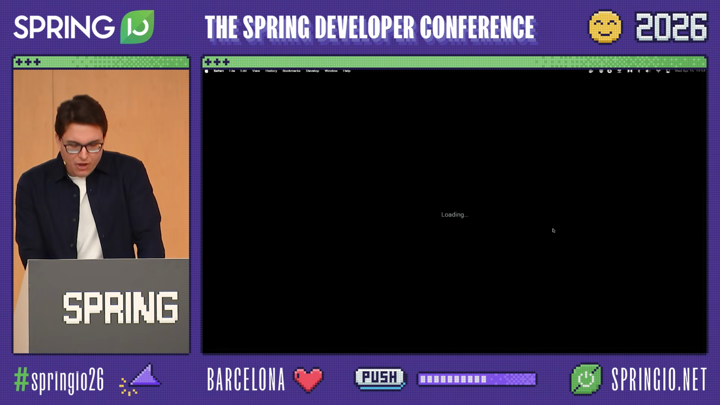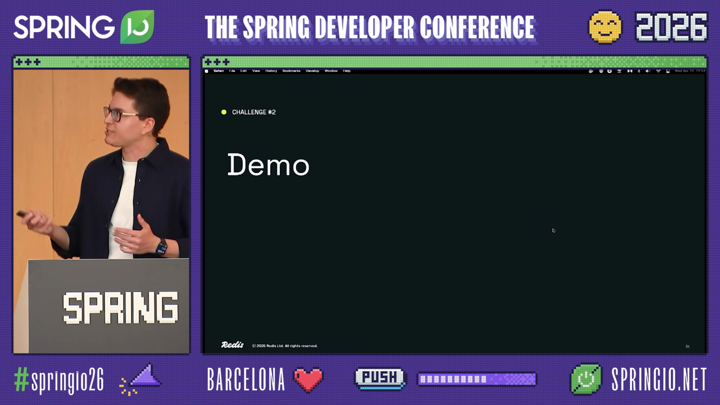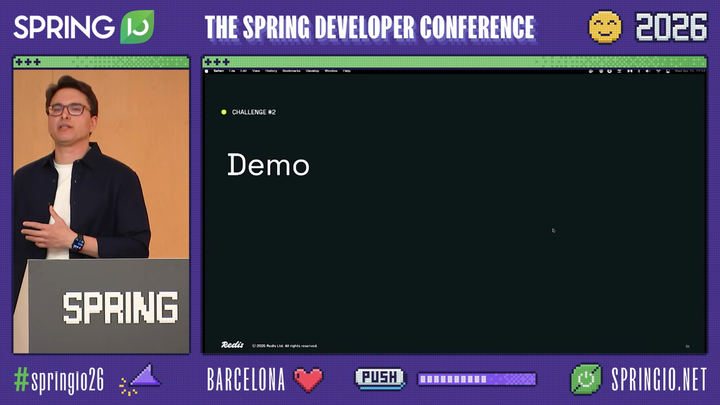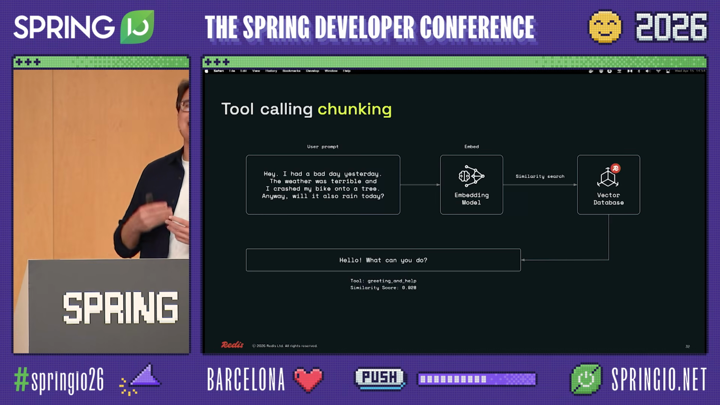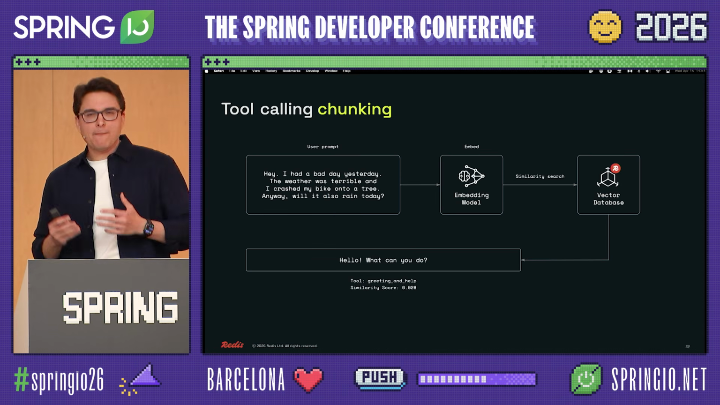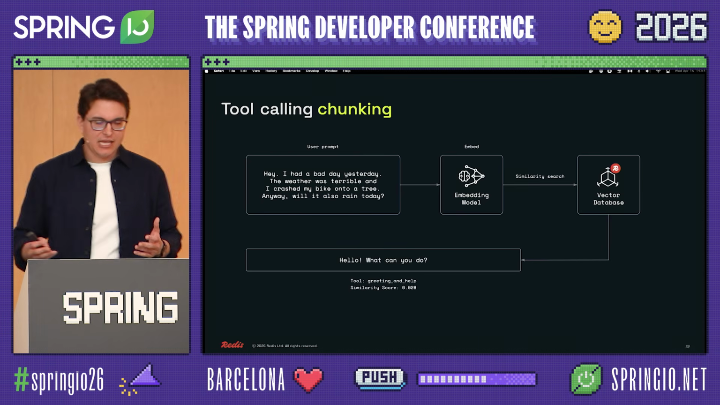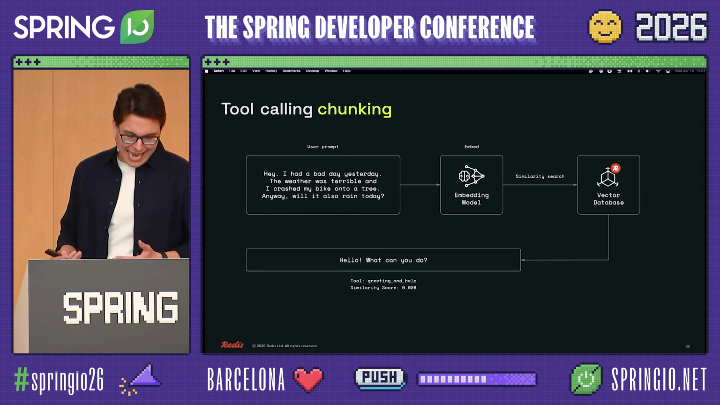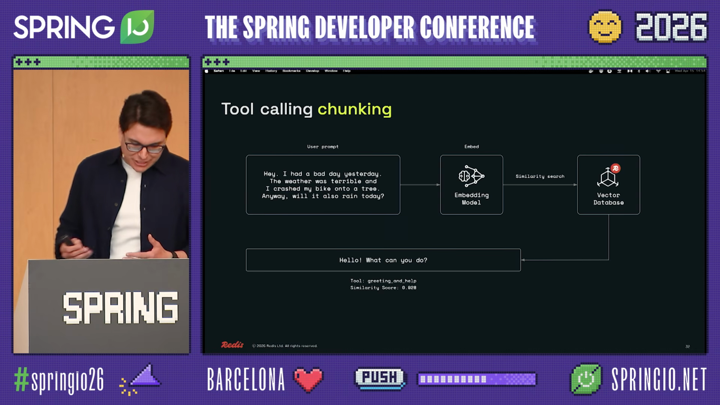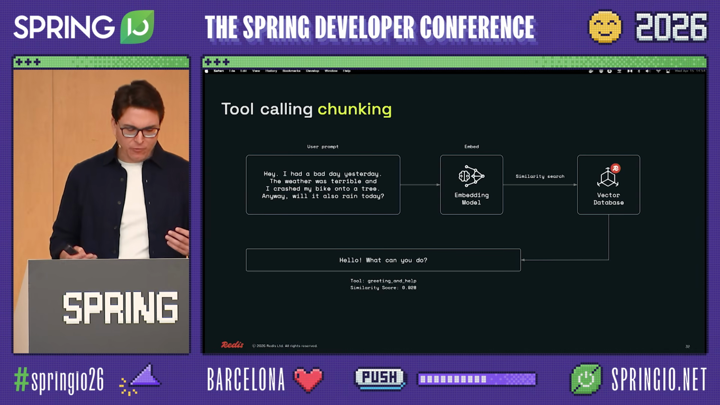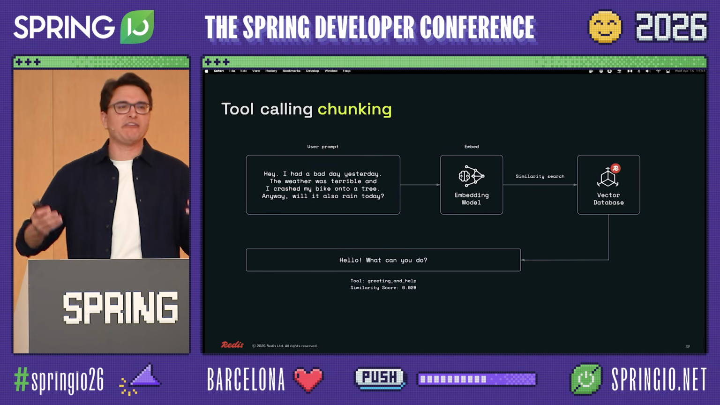But again, when you're talking about vector search, accuracy is always a big deal, right? The first time I was playing with semantic tool calling was last year during KotlinConf. And one of the things I realized for the agent that I was building was that people don't always phrase stuff very precisely, right? So somebody could write something like, hey, I had a bad day yesterday, the weather was terrible, and I crashed my bike onto a tree. Anyway, will it also rain today?